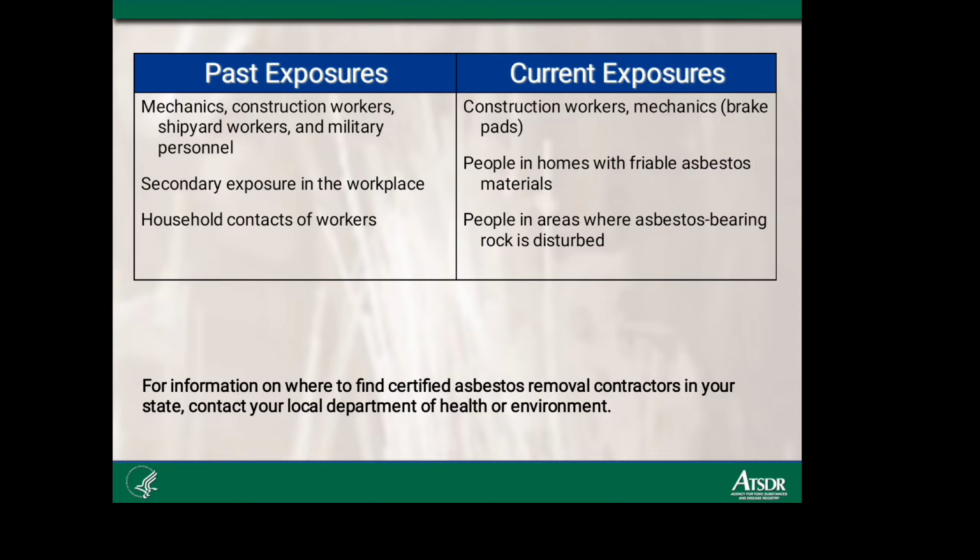And if we talk about the current exposures, we have construction workers and mechanics, brake pads. Now, people in homes with friable asbestos materials. As I told you earlier, asbestos is basically used in construction, in vinyl tiles, and in old homes. So, people living in old and crumbling homes have more risk of exposure. Now, people in areas where asbestos-bearing rock is disturbed.